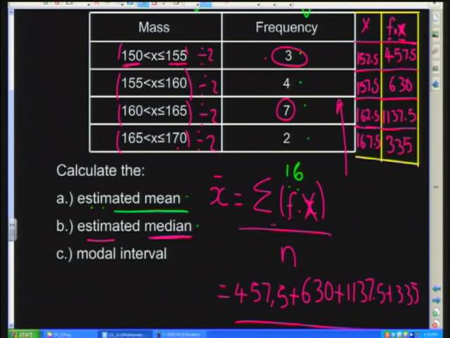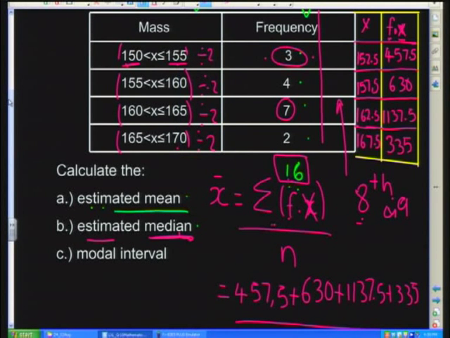Now remember, the median is the middlemost value. So we've got 16 bodybuilders that we are looking at. So we know that the middle value is going to lie somewhere on the 8th data point. How did I get that? I simply took 16 divided by 2. So it's going to lie somewhere between the value of 8 and 9. Okay, the 8th and 9th value. So we simply add our frequencies, and we see where the 8th value would lie. Which interval will it lie in?